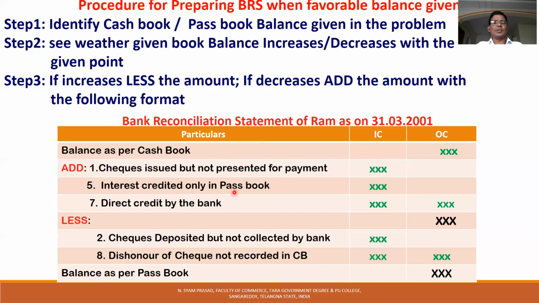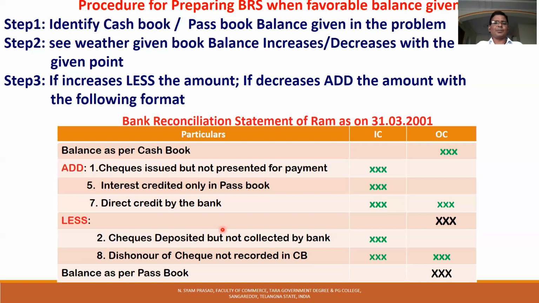Interest credited only in passbook. Interest credited in passbook means passbook balance increases. When passbook balance increases, cash book balance decreases. Given only cash book, so cash book balance decreases. We have to add this amount. Directly credited in cash book or passbook.